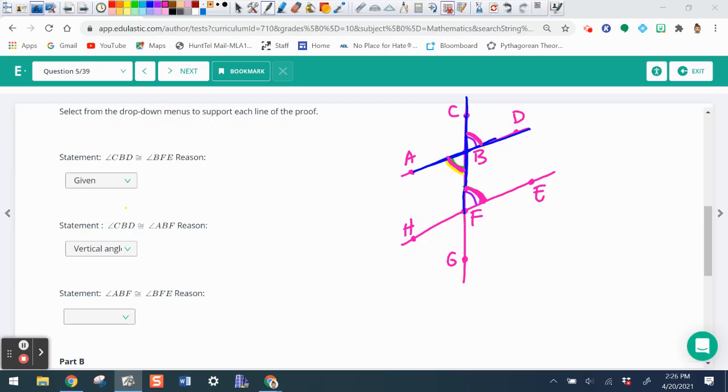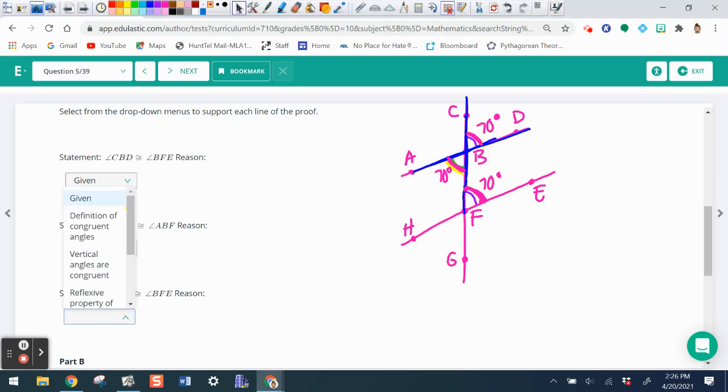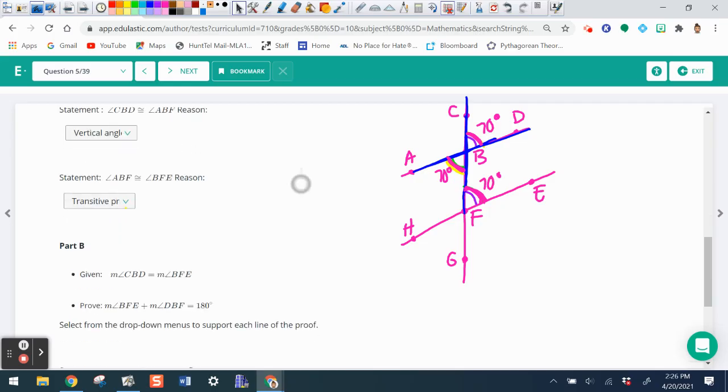For example, if CBD was 70 degrees and they told us that BFE was congruent, then it's also 70 degrees. Well, we just established that CBD and ABF are congruent, so ABF has to be 70 degrees. Therefore, ABF and BFE have to be the same measure. That's what congruent means. So they are the same measure, or congruent, because of the transitive property of congruence. When two angles are congruent to the same angle, they're congruent to each other. That's the transitive property. Now let's take a look at part B.